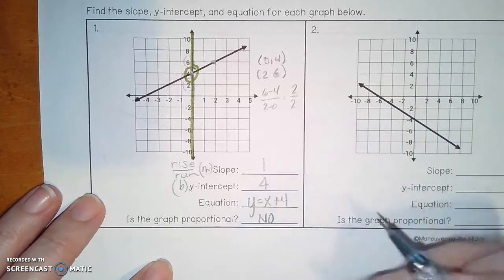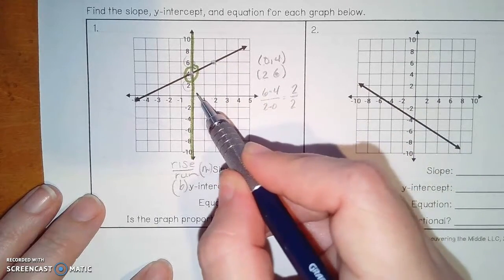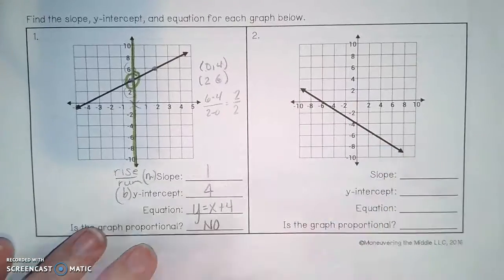And my answer is no. Yes, it is a line, but it does not go through the origin, which is right here, so it is not proportional. Okay, so let's look at our second one.